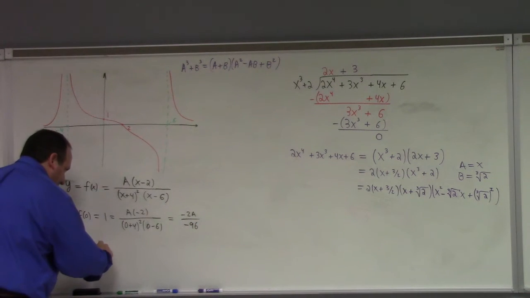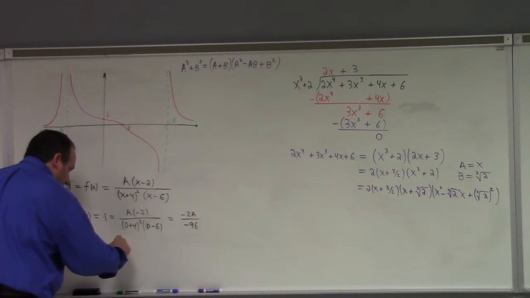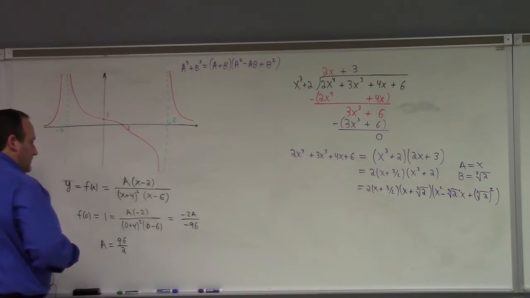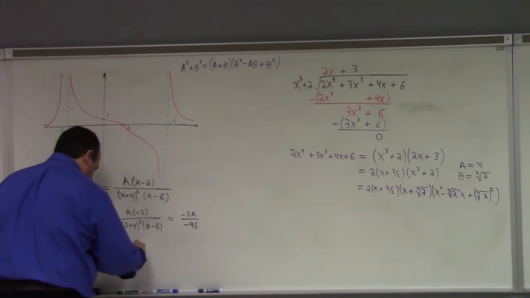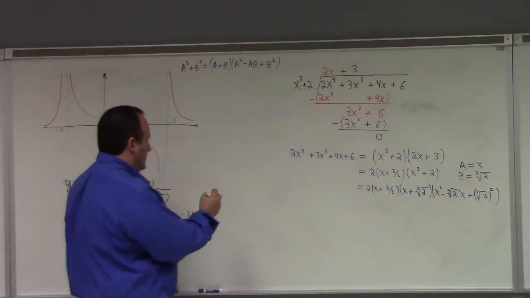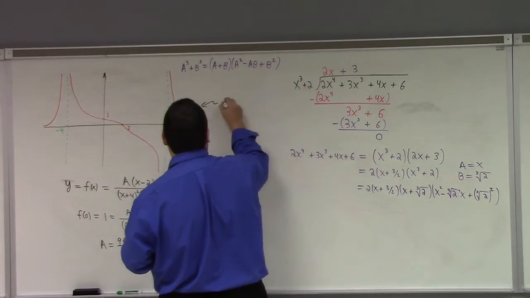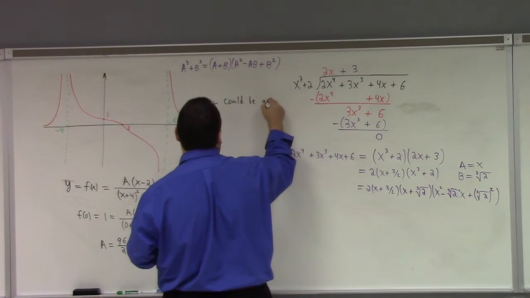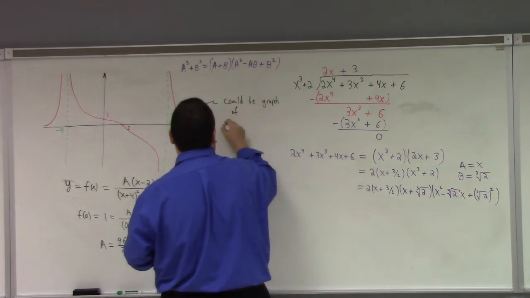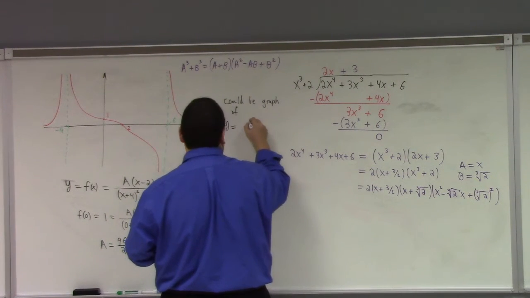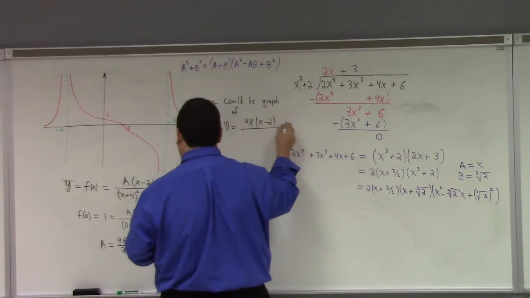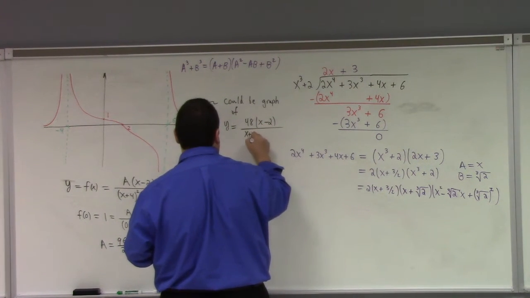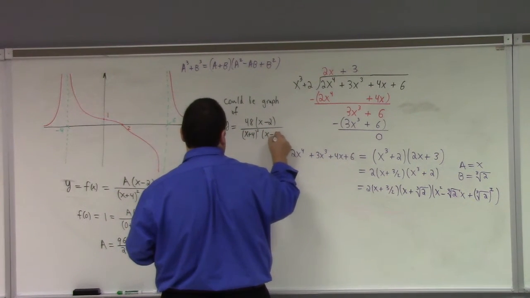So what do I find? I find a is equal to 96 over 2. The minuses cancel, right? And I think that's 48, right? So lo and behold, this could be the graph of y equals 48 times x minus 2 over x plus 4 squared times x minus 6, right?